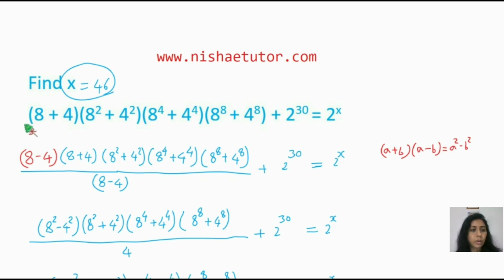You have to think about this difference of squares formula. So you can just multiply here by 8 minus 4 and divide. Okay, and follow these steps. Very simple question, but if you have any doubt, please ask me.